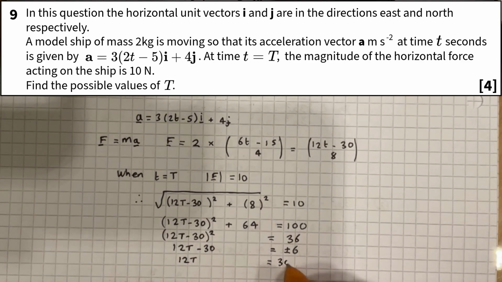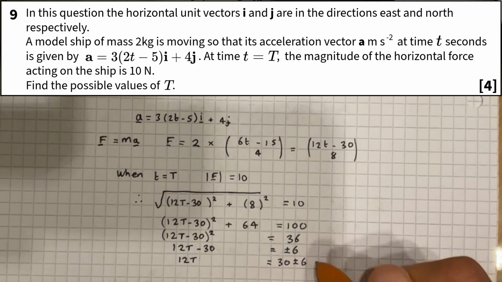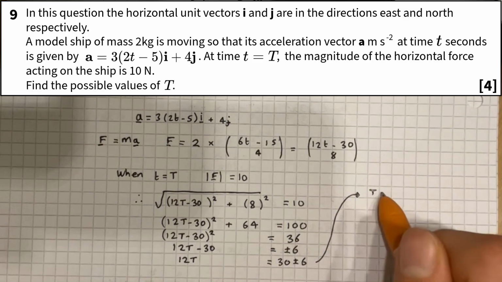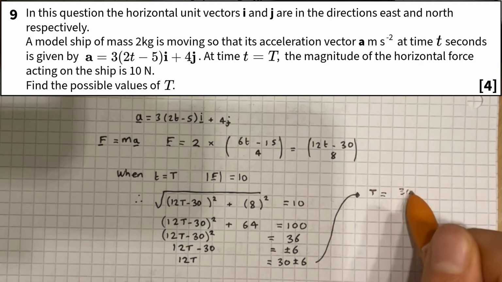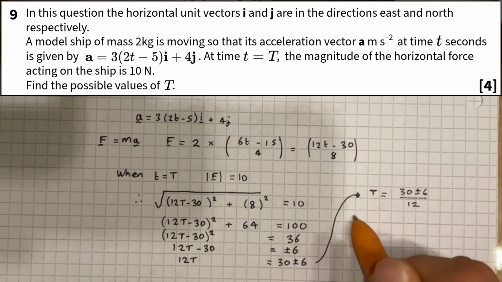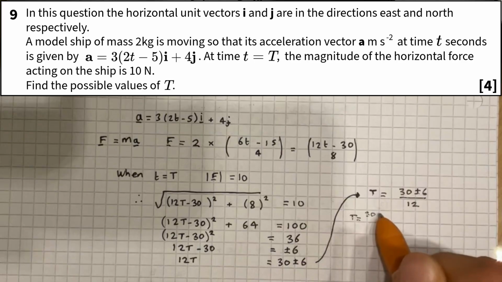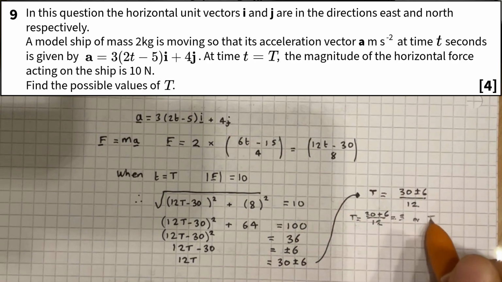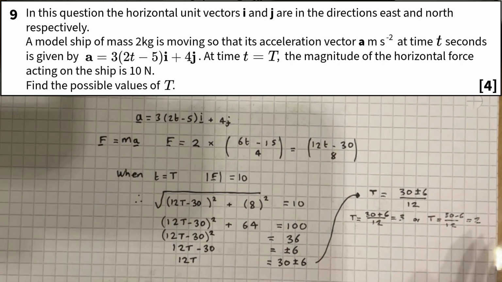This means that 12T is 30 plus or minus 6. And we can find the value of T from here. Bring it up here for a bit more room. T is 30 plus or minus 6 over 12. So our individual answers are plus, which gives us 3, or minus, which gives us 2. So the final answer, capital T is equal to 3 or 2.